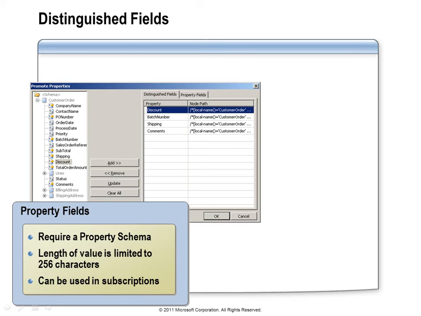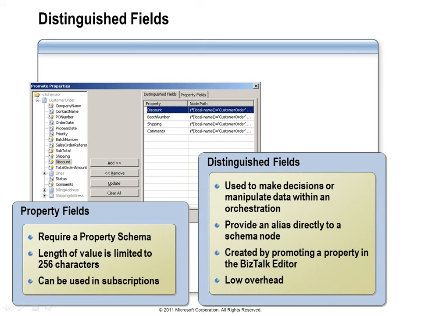So a better approach is to use these things called distinguished fields. You can define a distinguished field by going to the BizTalk schema editor, and you promote an XML element or attribute as a distinguished field. And then it's very easy to access it within an orchestration. You simply use dot notation, for example, message order dot discount. One thing that's different about distinguished fields is they do not need a property schema. They will always assume the name of their corresponding XML element or attribute. And the data type is taken from the definition of the XML schema.